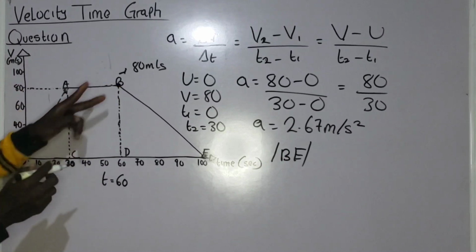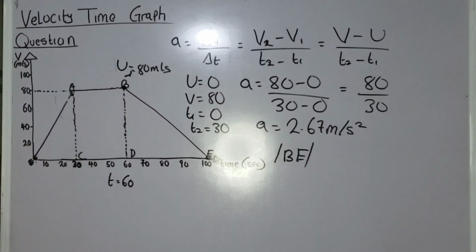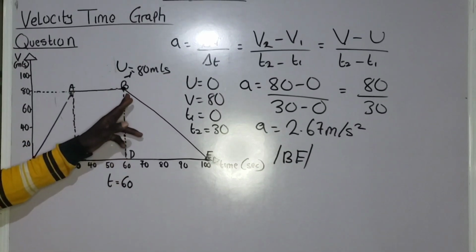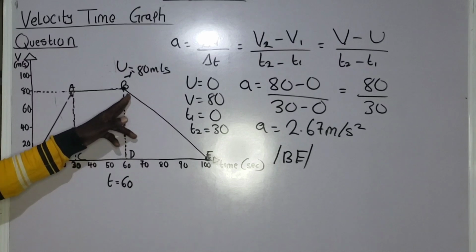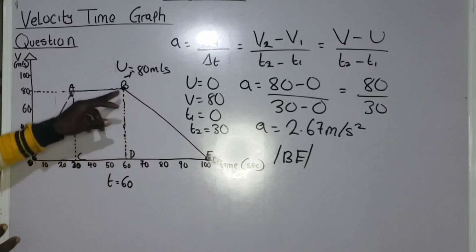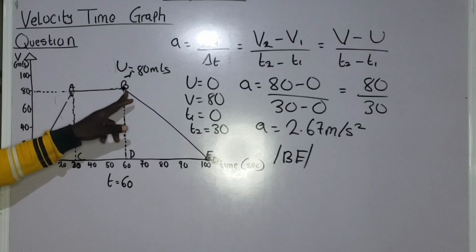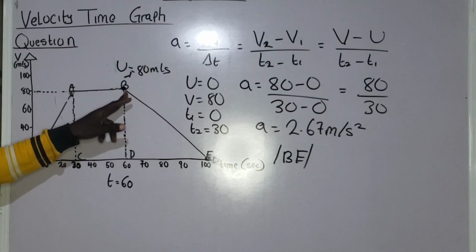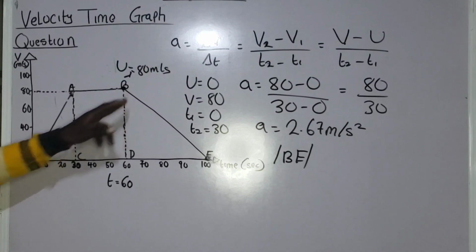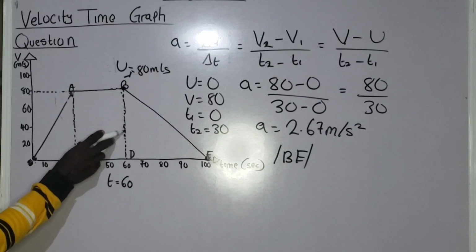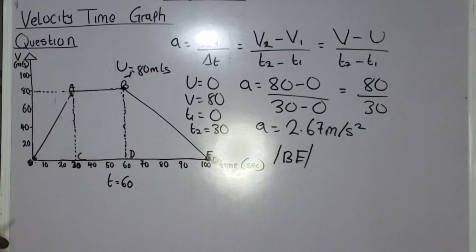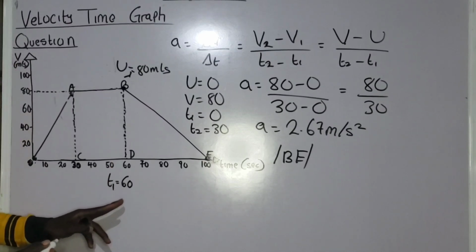It's very simple. This velocity is u because u is the initial velocity. The reason is because that is the velocity at which the car or the object begins to retard. Pay attention. The velocity at this point is known as u, the initial velocity, because that is the velocity at which the body begins to decelerate. Now, the time to that velocity is what we call t1. The time at which the velocity begins to decline under deceleration or retardation is t1. So t1 equals to 60. Do you understand?